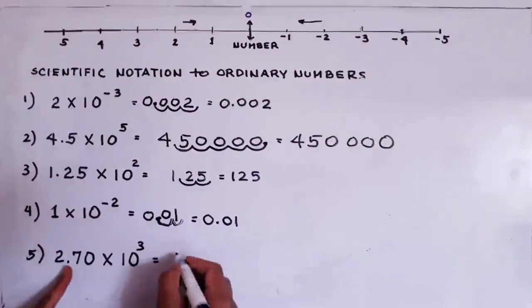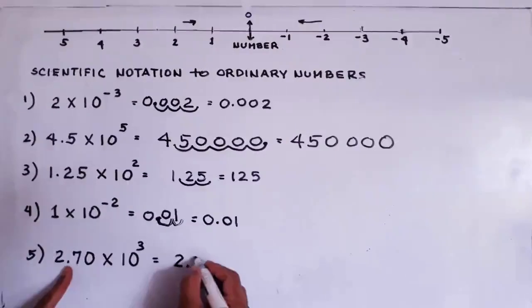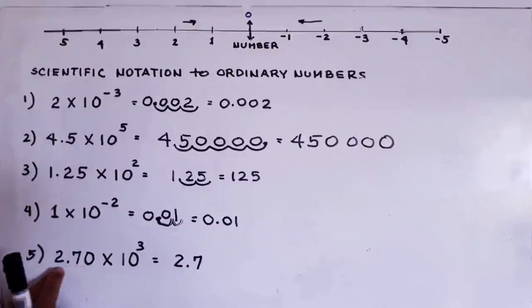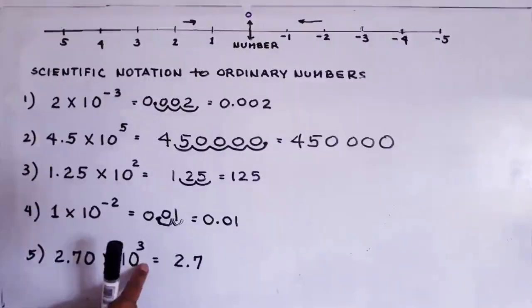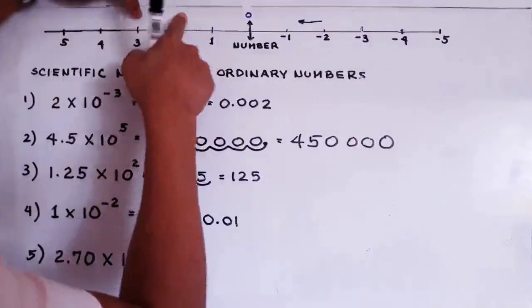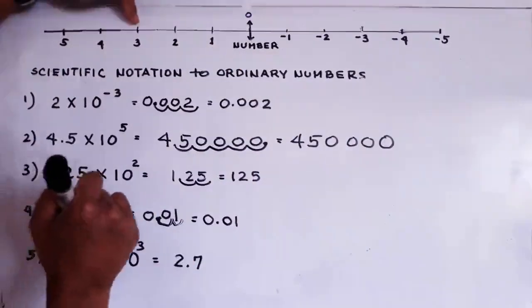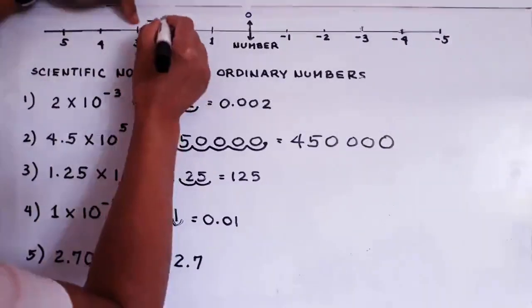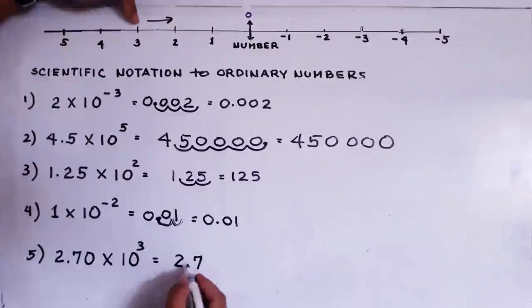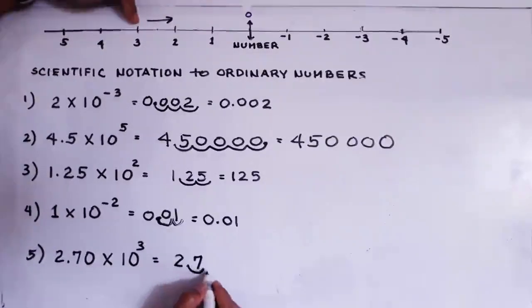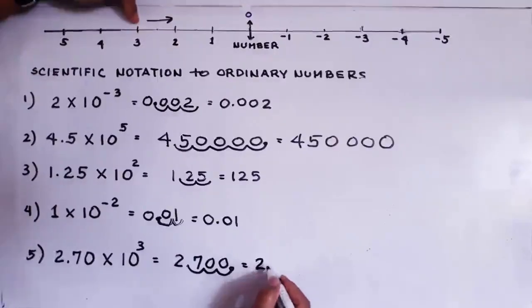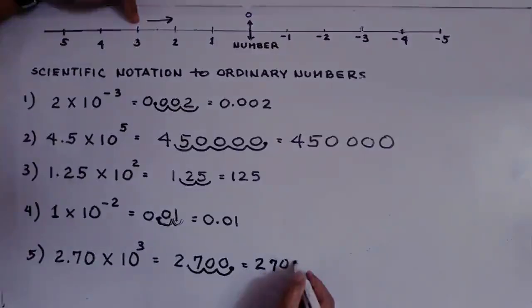Okay, number 5. 2.7. Okay, I'm going to write 2.7. So 3. Find the 3. Where's the 3? The 3 is here. I'm going to erase this one. The positive 3 is here. So we go to that number. How many? We are going to the right 3. So from here we go to the right 3: 1 and 2 and 3. Decimal point here. Add 0. Add 0. So your answer now is 2,700.